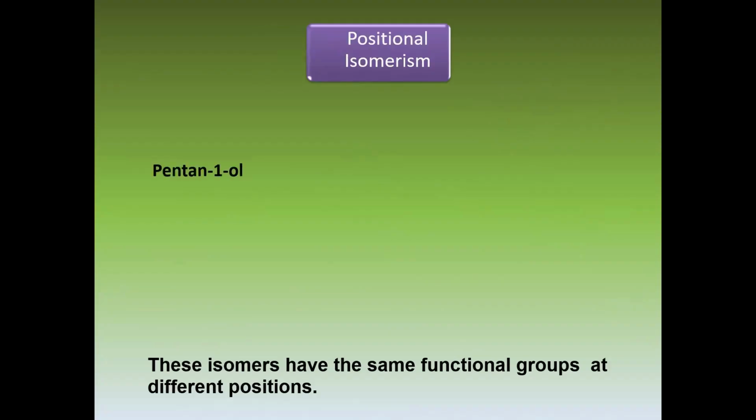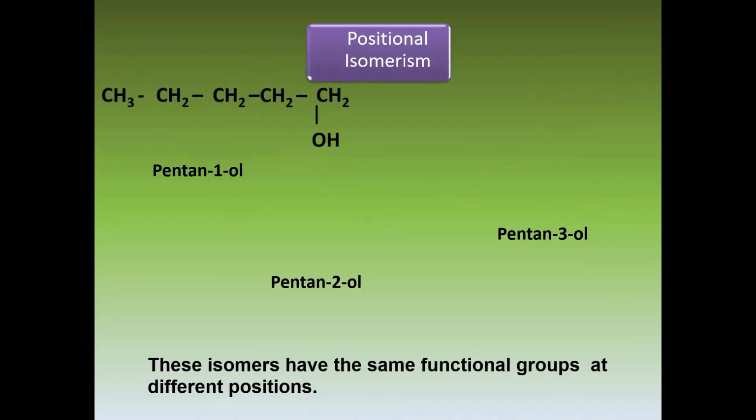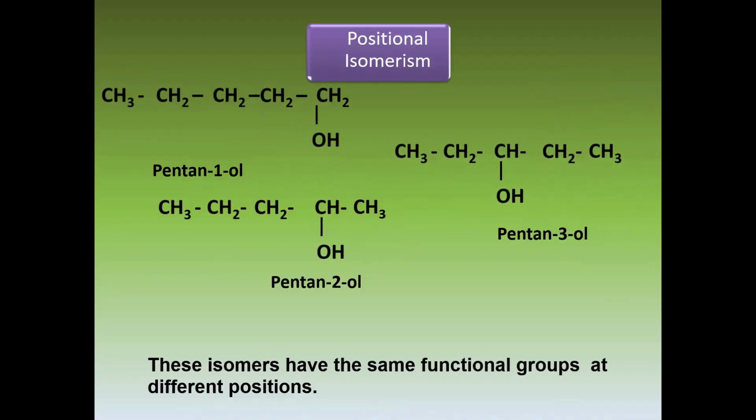Similarly, here is another type of structural isomerism called position isomerism. You can check here. This is pentan-1-ol, pentan-2-ol, pentan-3-ol. So what is the difference? The functional group has different positions. So this is called positional isomerism.